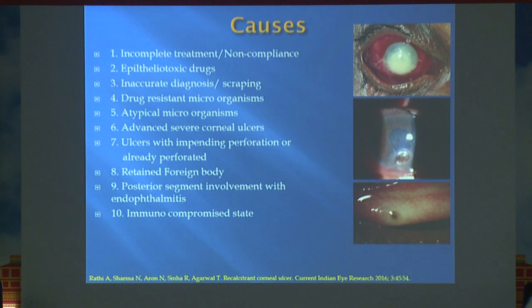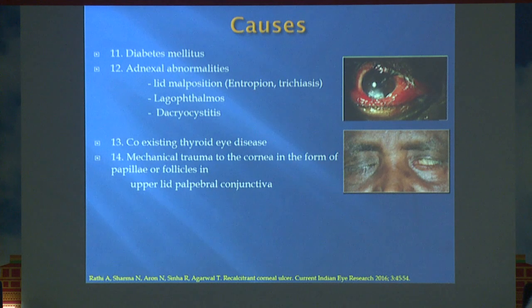There are various causes. The most important cause is incomplete treatment or non-compliance of the patient. Other causes are epitheliotoxic drugs, inaccurate diagnosis, drug-resistant microorganisms, atypical microorganisms, advanced severe corneal ulcers, ulcer with impending perforation or already perforated ulcers, retained foreign body, posterior segment involvement with endophthalmitis, and immunocompromised state. Other systemic causes like diabetes mellitus are also there.